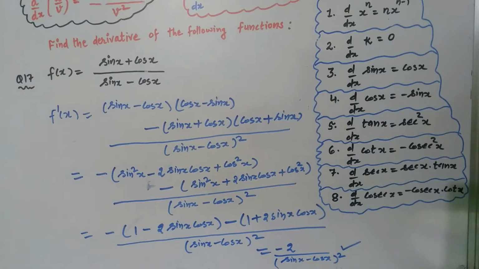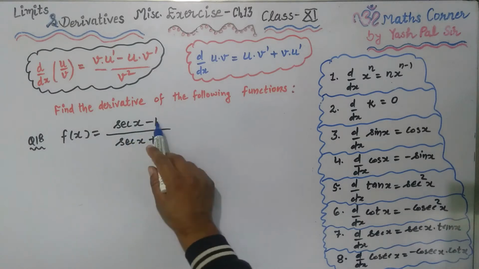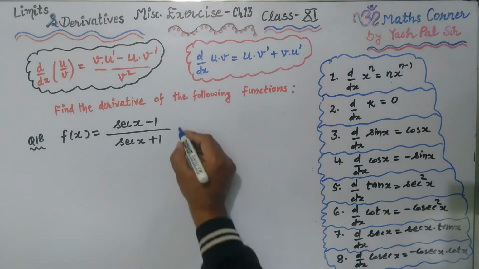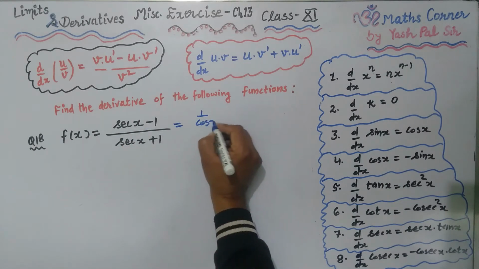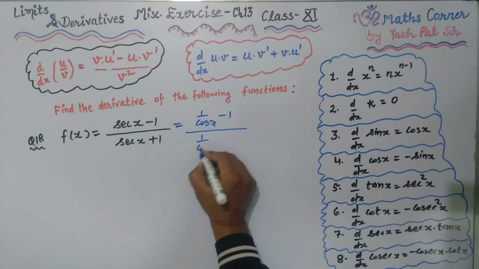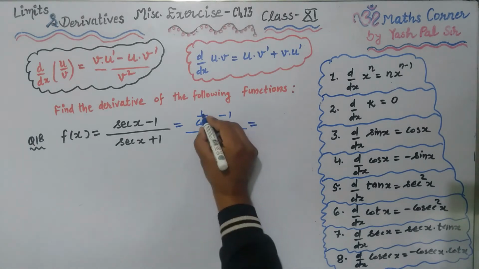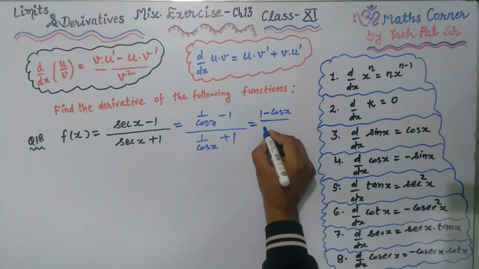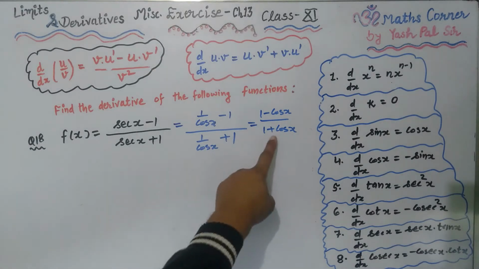Now next question. Question number 18. f of x is equal to (secant x minus 1) divided by (secant x plus 1). So first of all we can simplify this question. Secant x means 1 upon cos x, this is minus 1 whole divided by, this is 1 upon cos x plus 1. So taking LCM we have (1 minus cos x) divided by (1 plus cos x). Okay, so this way we can solve.